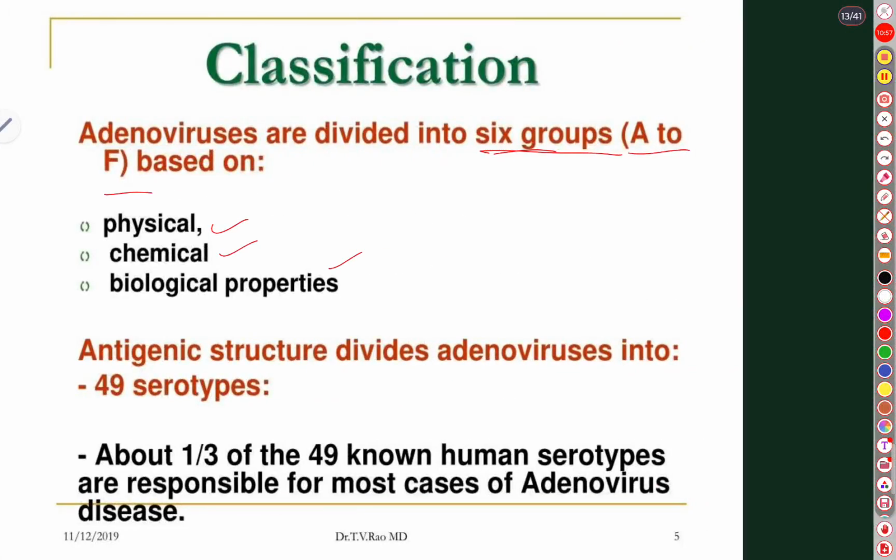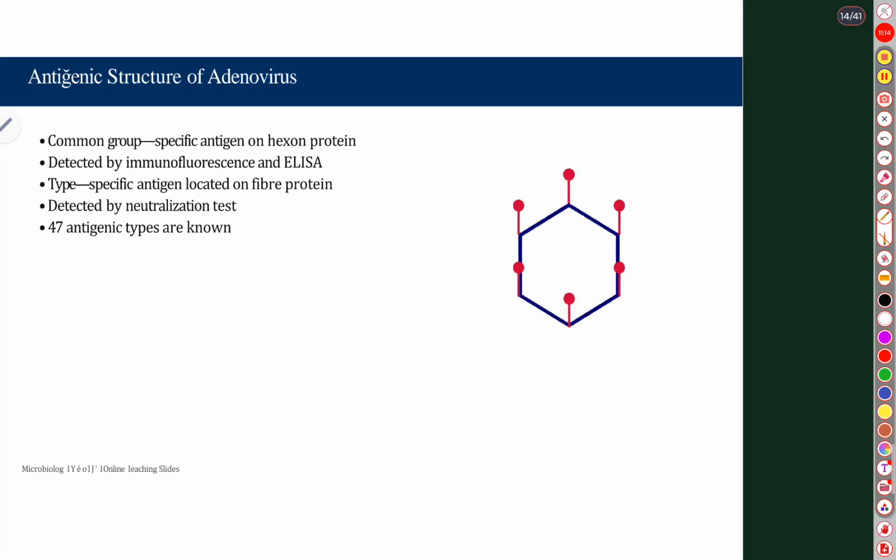Okay, and its antigenic property also. About one third of the 49 known human serotypes are responsible for cases of adenovirus disease. Only one third. So what is the antigenic structure of adenovirus? They have a common group specific antigen on the hexon protein. They are present on the hexon protein.